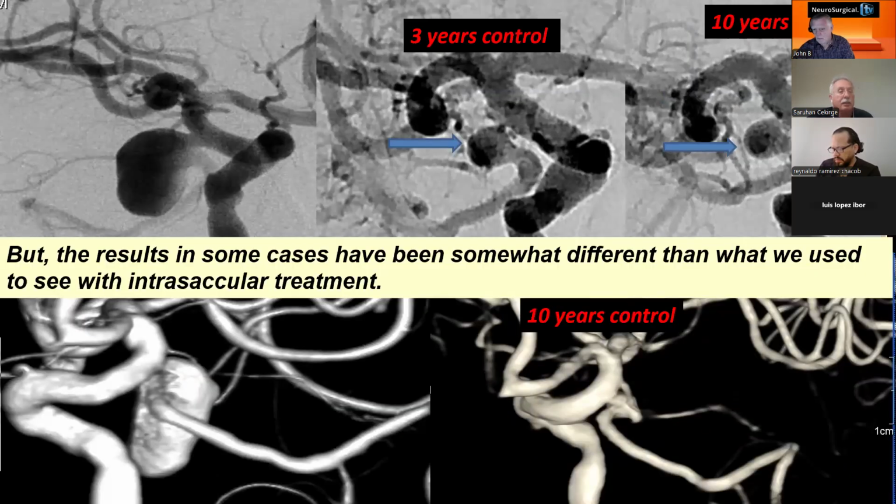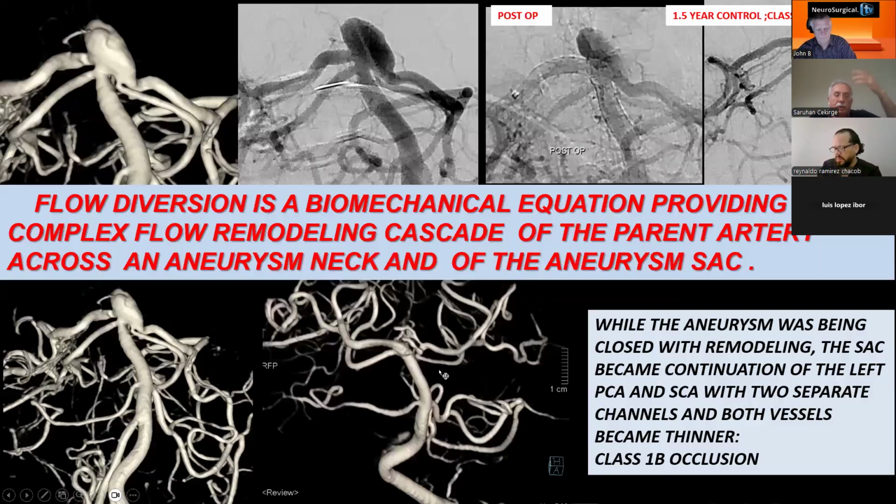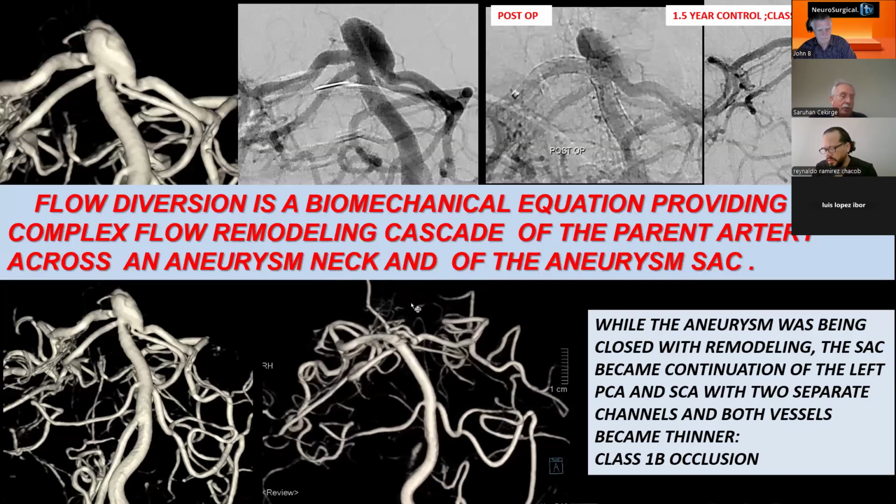But in some cases, the results have been somewhat different from what we used to see after intrasaccular treatment. As you see, we used to call this an aneurysm remnant. Actually, this is not an aneurysm remnant. This is a reverse progressive remodeling of the aneurysm sac. The embryonic posterior communicating artery is becoming a continuation. So basically, this was the concept we've been developing, and we were also learning.